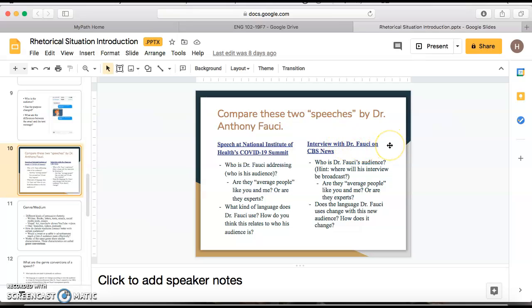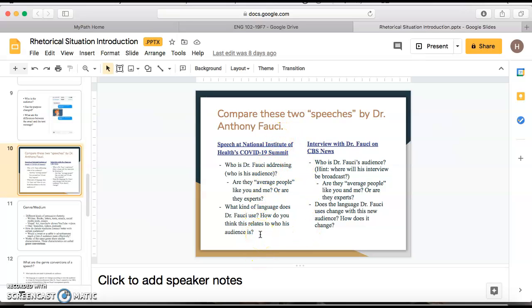Versus this interview with Dr. Fauci on CBS News, which is loosely a speech, but I included it anyway. And here, his interview is being broadcast to normal people like you and me, and it's obviously reflected in his language. He's using more simplified language and explaining a lot more. And you can also read these two and think about purpose as well. Why is he there? Why is he explaining these things? What is he trying to convince his audience to believe?